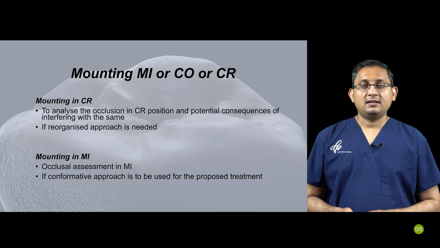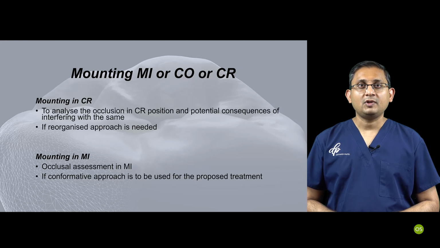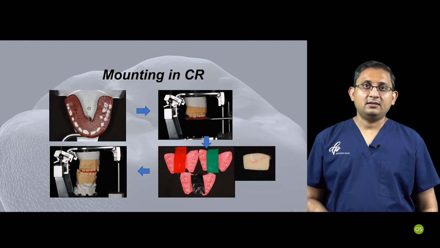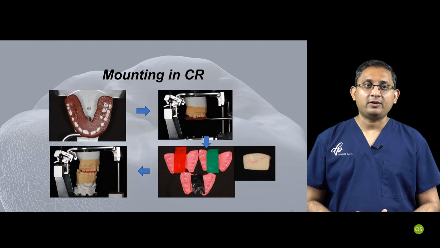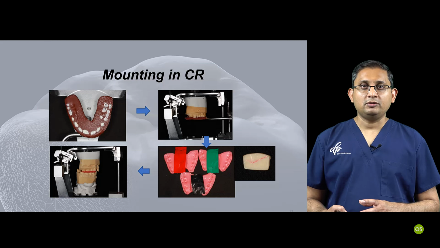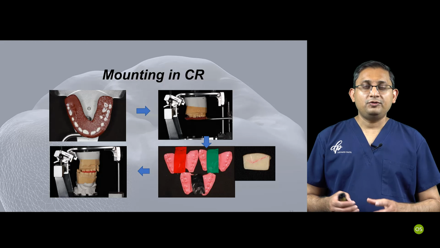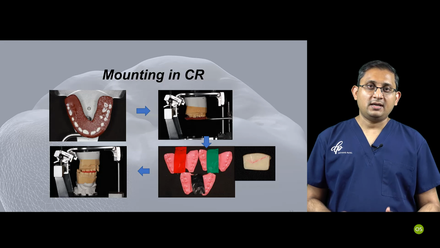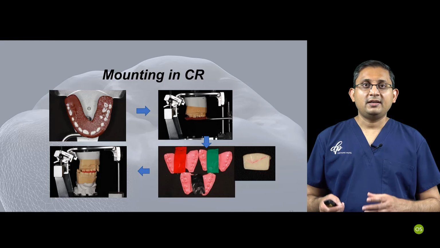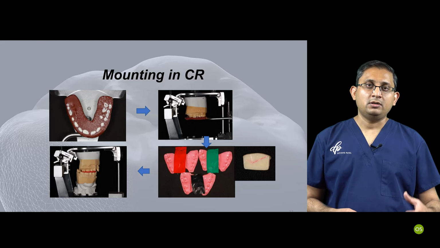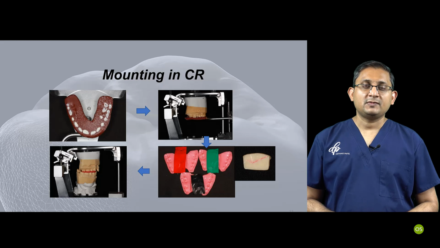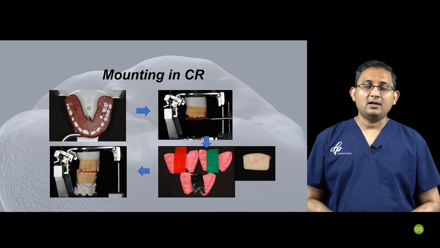Now let's discuss a little bit more about mounting models in CR and various steps. So this is the diagrammatic circle of mounting. So first you're going to take Facebow records, you mount the maxillary models using Facebow on a semi-adjustable articulator. You then take anterior deprogrammer and take some interocclusal records and then mount mandibular model using those interocclusal records in that position, which is CR.